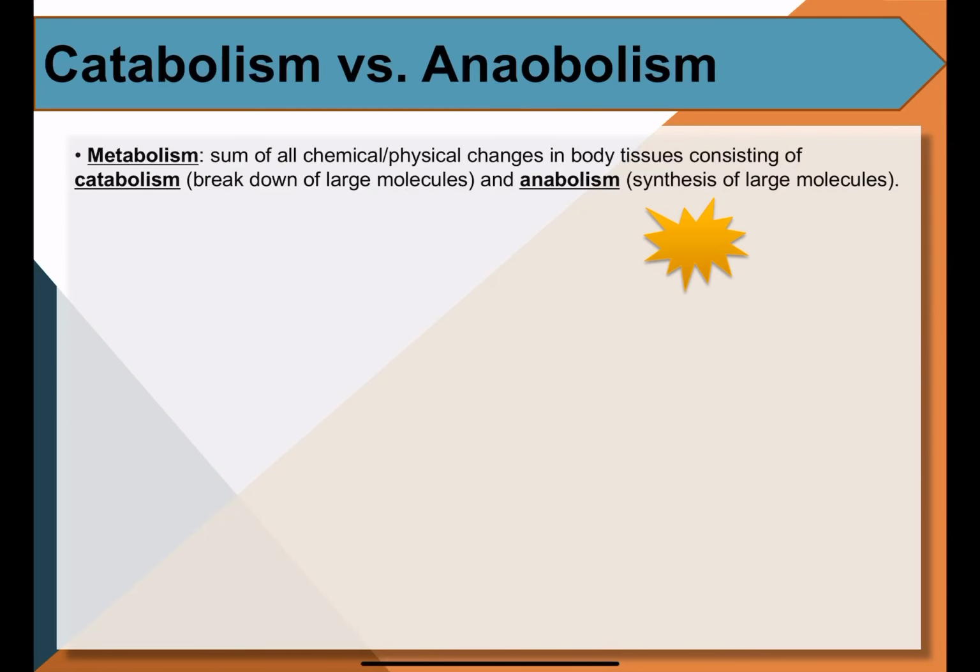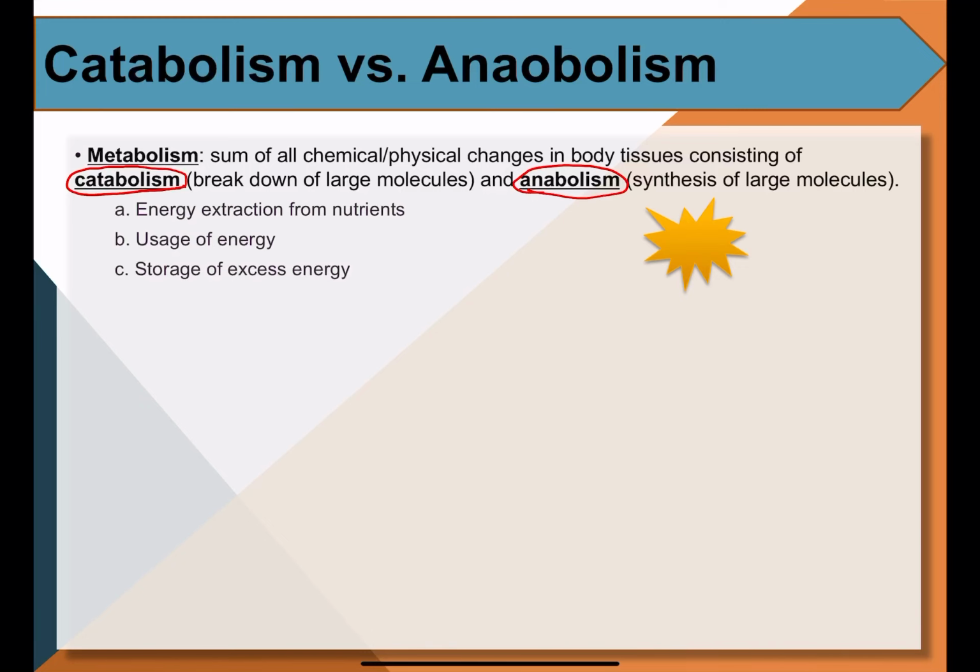Now, metabolism is the sum of all chemical and physical changes in the body tissues, and that includes both catabolism, which is breakdown of large molecules into smaller ones, and anabolism, which is synthesis of large molecules from smaller ones, both of which we have already mentioned in the last chapter with the digestive system. But back in that chapter, we were mainly talking about the mechanical breakdown and organs involved for the catabolism. In this chapter, we will go into the biochemical level of these processes.